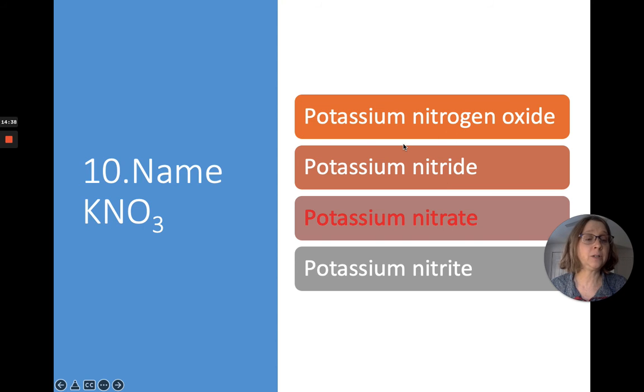And this is nonsensical because we know that ionic compounds only have 2 names, no middle name. And this would be KNO3 because the nitrate ion is NO3 1-.